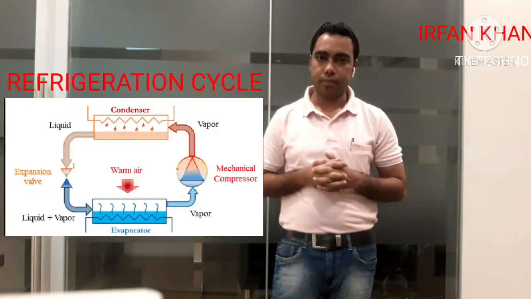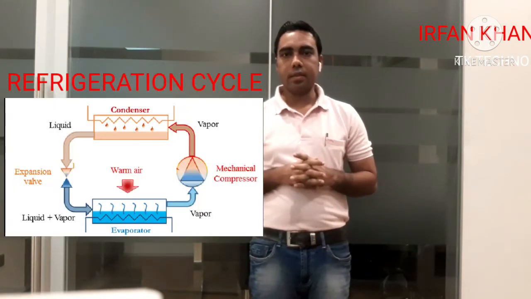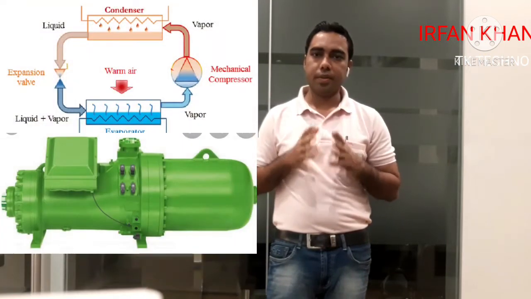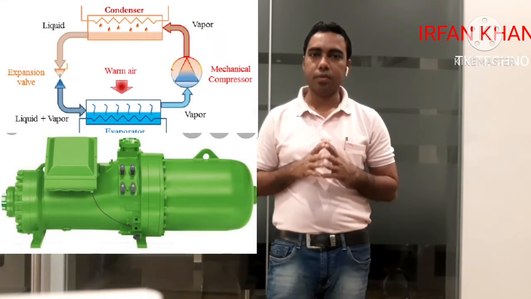We will start with refrigeration cycle. In refrigeration cycle there are four basic components. First is compressor, the second is shell and tube type condenser, the third is expansion device, and the fourth is shell and tube type chiller. In this system, compressor sends high pressure, high temperature vapor refrigerant to condenser.